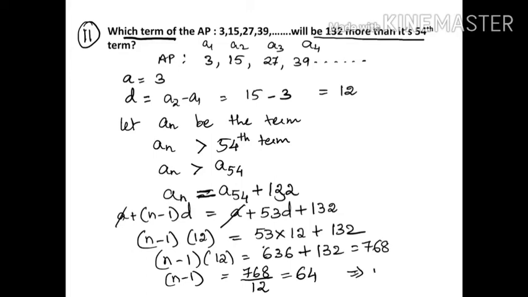So this implies n is equal to 64 plus 1, that is equal to 65. So the 65th term will be 132 more than its 54th term.